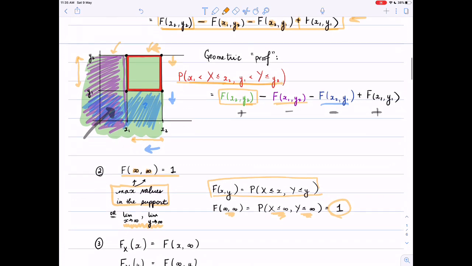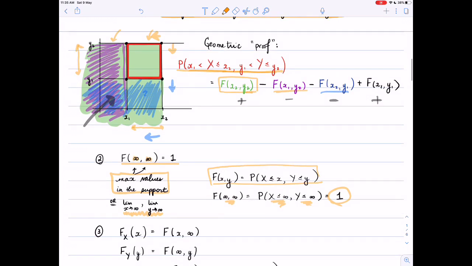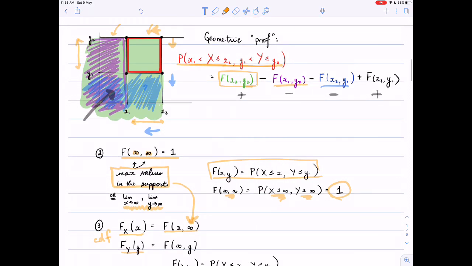The next one, the marginals. F sub X of x, the marginal CDF, not PDF, is this: F sub X of x is the joint CDF F of x and infinity. Again, the same thing with infinity. We're either talking about the maximum y value or the limit as y goes to infinity. The analogous definition for the marginal CDF for y is F of infinity, y, with x at its maximum value or the limit as we go to infinity.